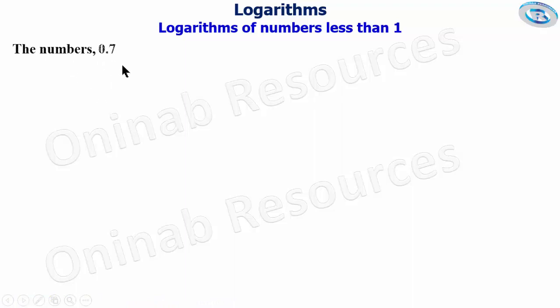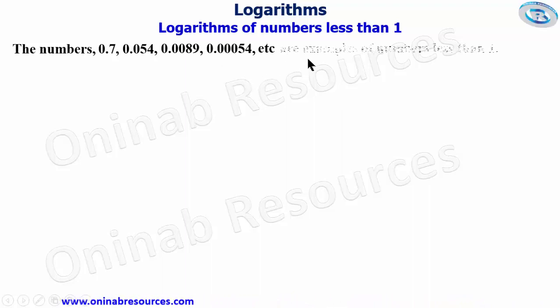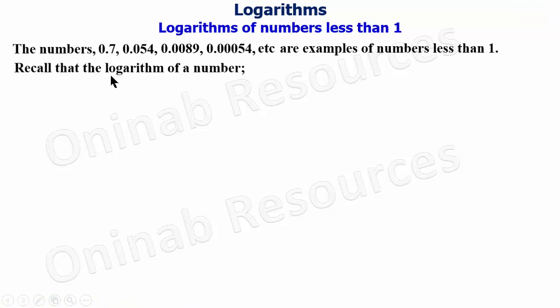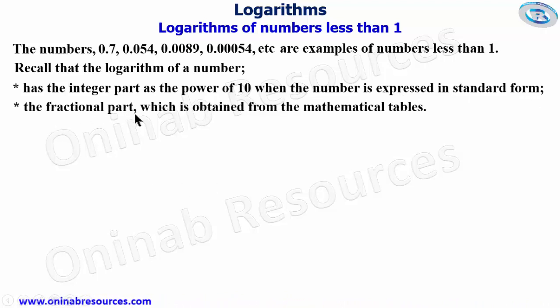The numbers 0.7, 0.054, 0.0087, 0.00054, and so on are examples of numbers less than 1. Recall that the logarithm of a number has the integer part as the power of 10 when the number is expressed in standard form, and the fractional part, which is obtained from the mathematical tables.